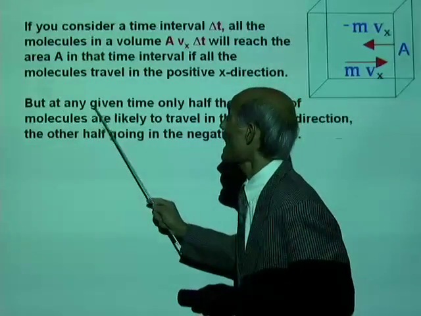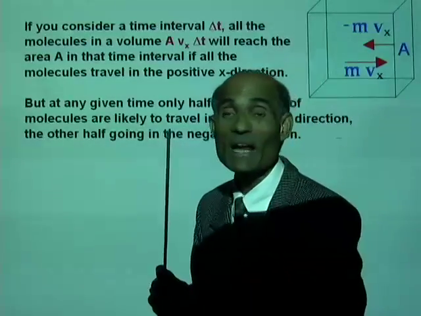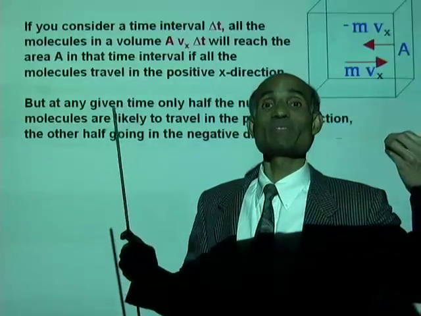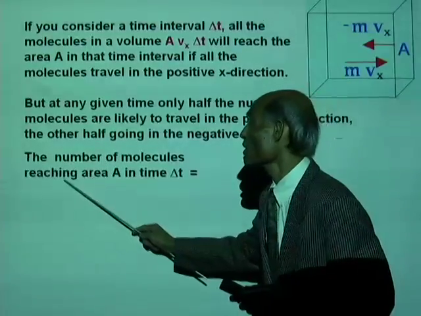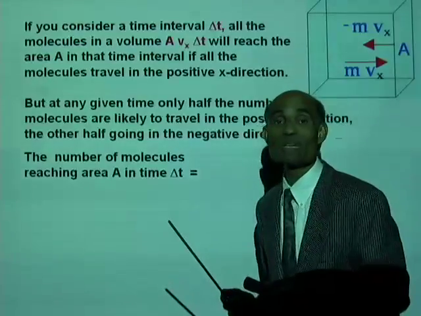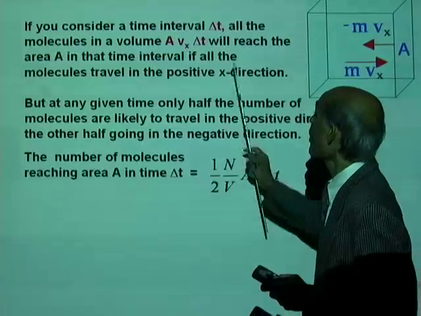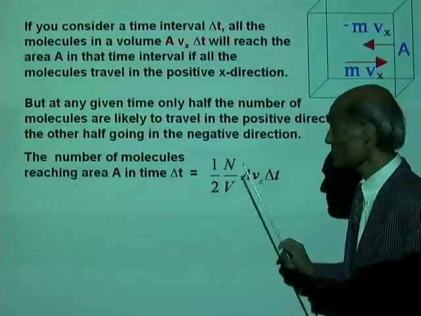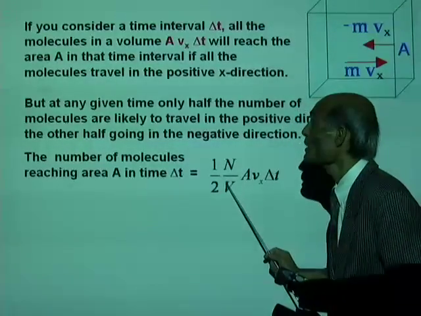Alright, but at any given time, only half the number of molecules are likely to be moving to the right. The other half will be moving to the left. Therefore, we need to make an adjustment here. The number of molecules reaching area A in that time delta t will be 1/2 of this. 1/2 of A times vx times delta t. And of course this is the number of molecules per unit volume.